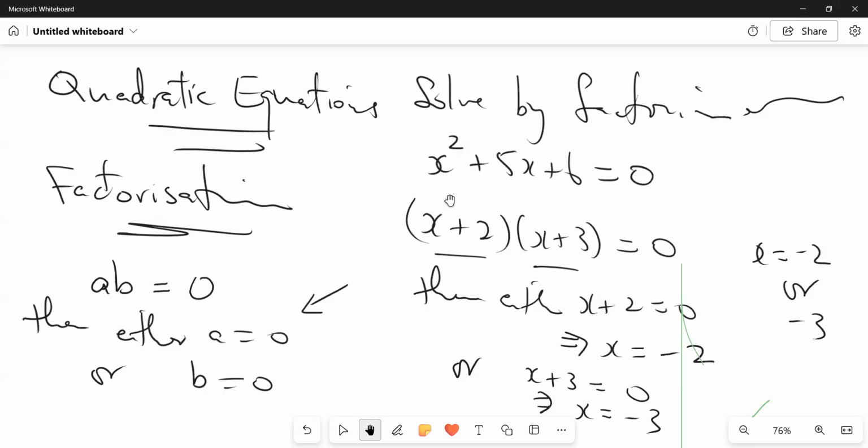So that's how you solve a quadratic by factorization. Remember, I skipped all the steps. We spent all afternoon factorizing, so I'm not going to go into all of that now. We factorize the expression, put it equal to 0, and then we put each bracket equal to 0 in turn and solve for x.